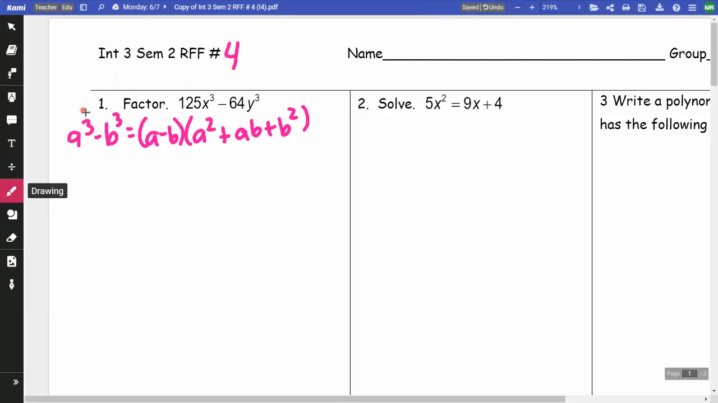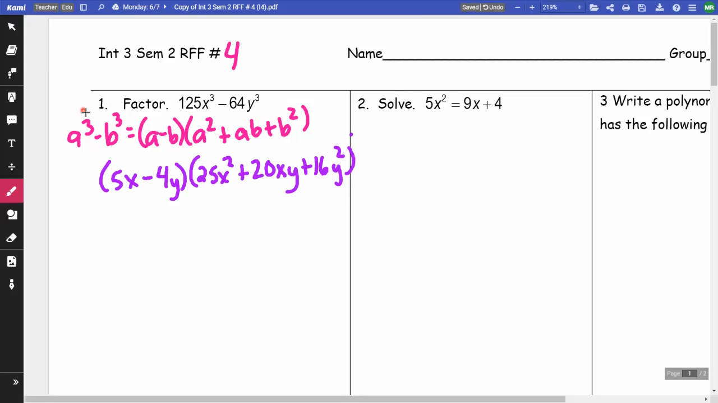So the cube root of 125x cubed is going to be 5x minus, and the cube root of 64y cubed is 4y. Then I'm going to square my 5x, which is 25x squared, change the sign, so it's a plus, multiply my 5x and my 4y together, 20xy, and square my negative 4y, which is 16y squared. And that's your answer.